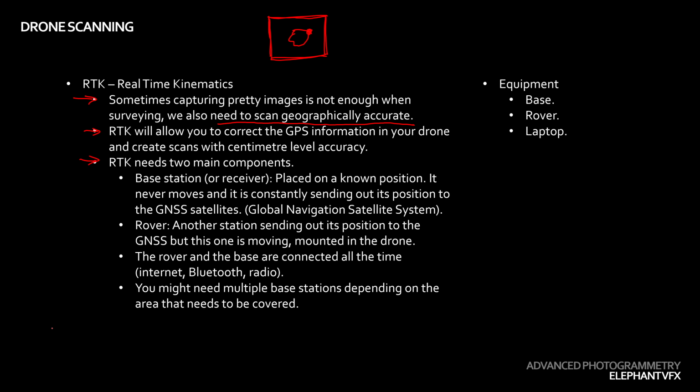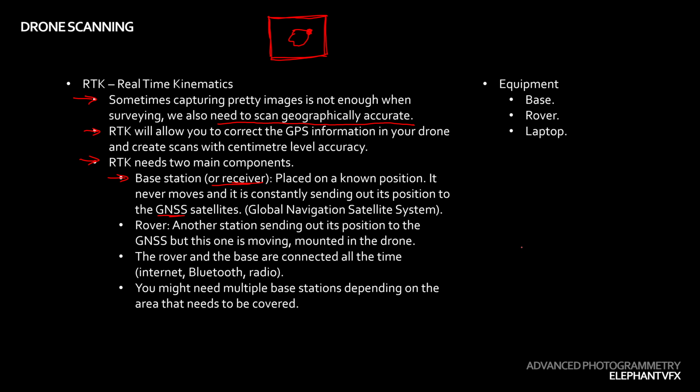It needs two main components. First, the base station, also called the receiver. We place that on a known position. It never moves, and it is constantly sending out its position to the GNSS satellites. GNSS stands for Global Navigation Satellite System.